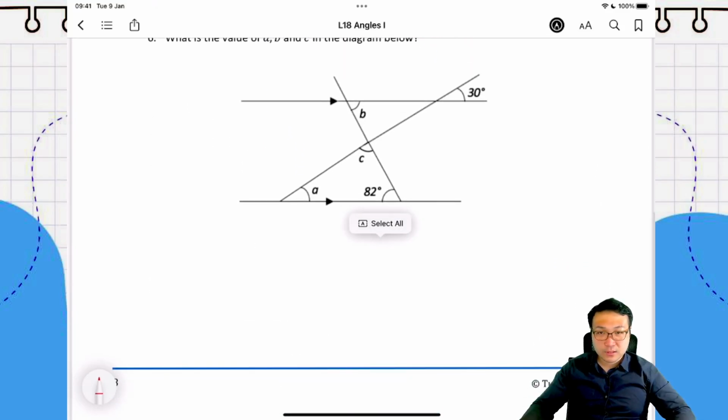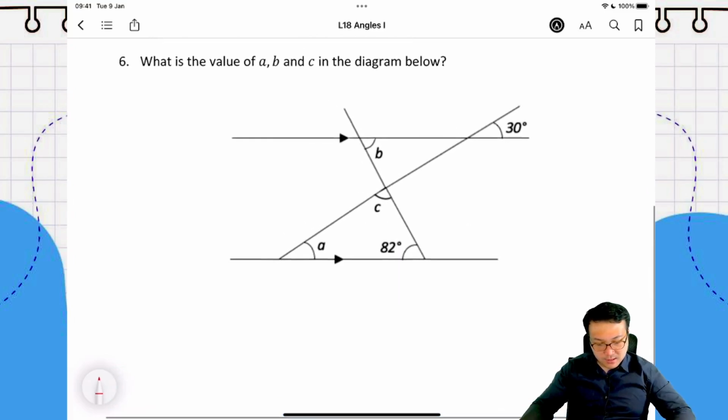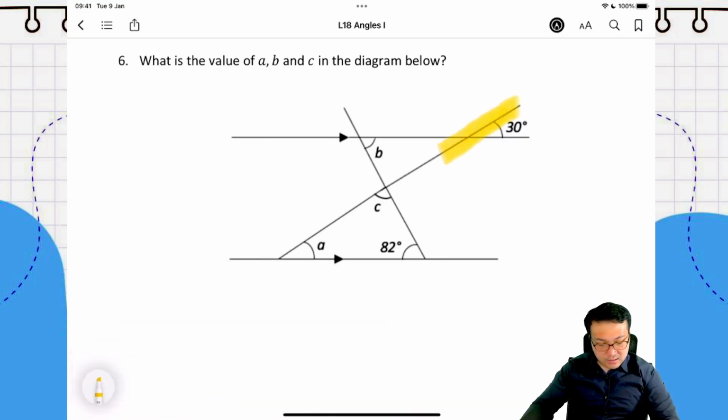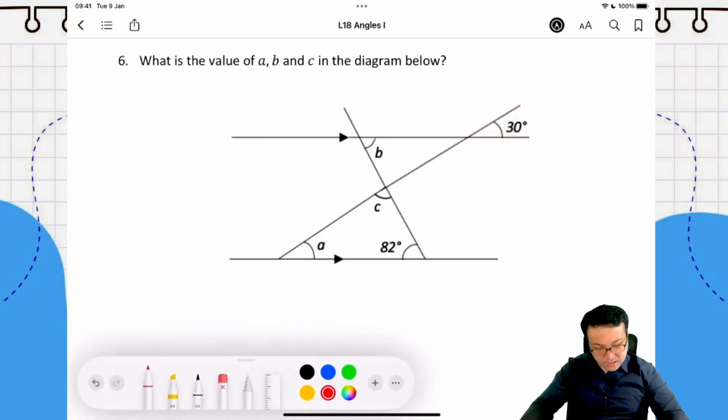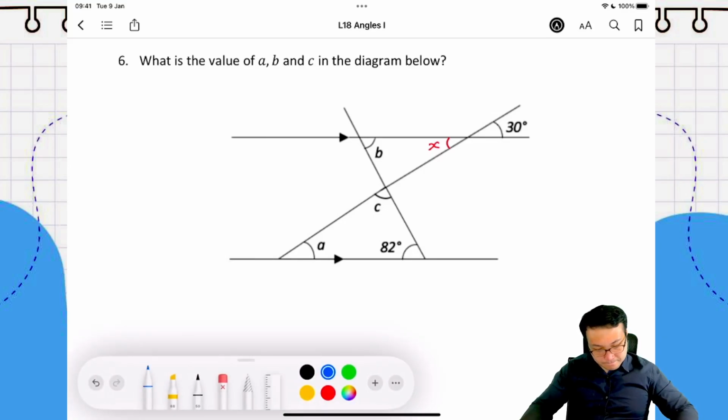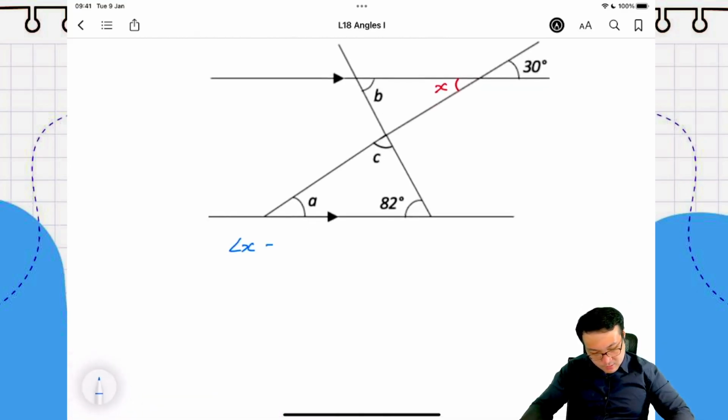Alright, let's move to question 6. What is the value of A, B, and C? They want you to find everything. Now, you have a set of parallel lines. If we were to draw a letter X here, straight away we know that this will be 30. Why not I call this angle X? Angle X equals 30 degrees.